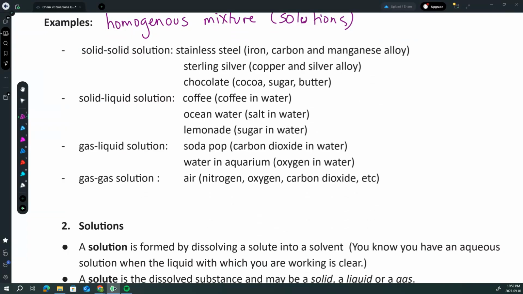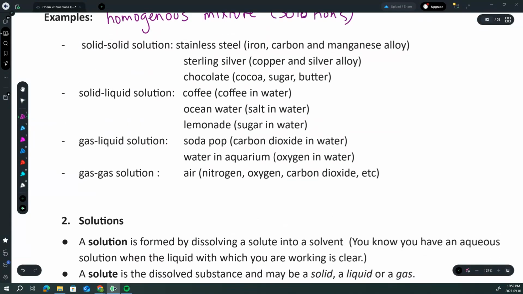Gas-liquid solution, so for example pop, you can't really separate the sugary syrup from the water. Or water in an aquarium, you can't separate out the dissolved oxygen in the water. You can't visually tell that.